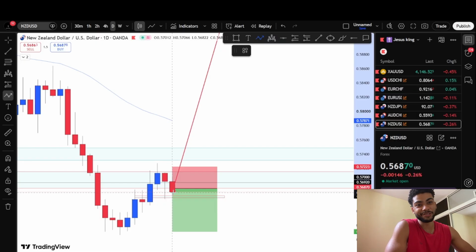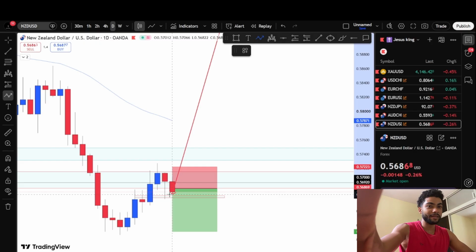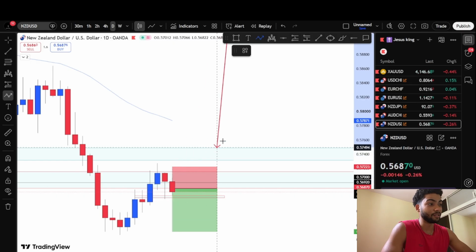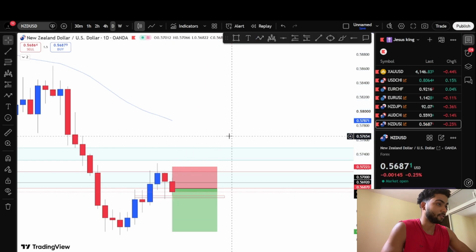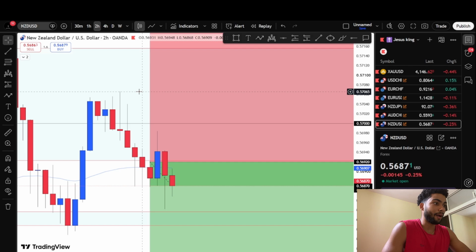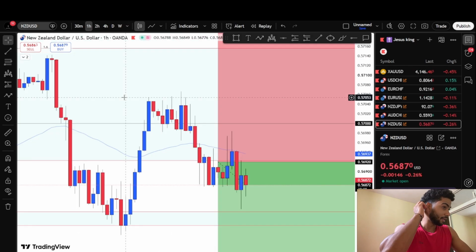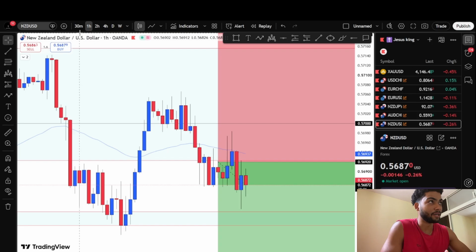Well, not what I like to call, but what I learned is called a wick fail, meaning that price can come back and fill this wick in the next candle, which is exactly what it seems to be doing. So I entered this trade without the 1 hour and the 30-minute being bearish.